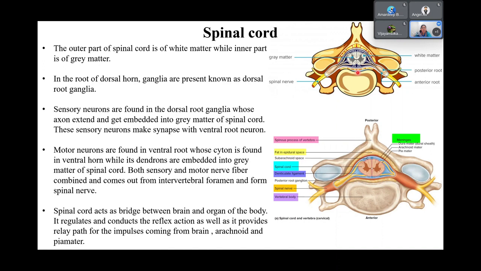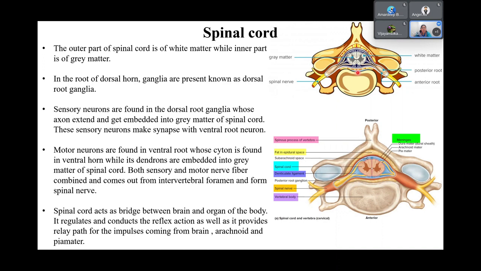And they act as a bridge between the brain and the body. The brain gives information that comes to the spine, and then the spine gives it out to the body organs. As a result, they regulate and conduct the reflex actions and the several impulses which come from the brain. So this is about the central nervous system.